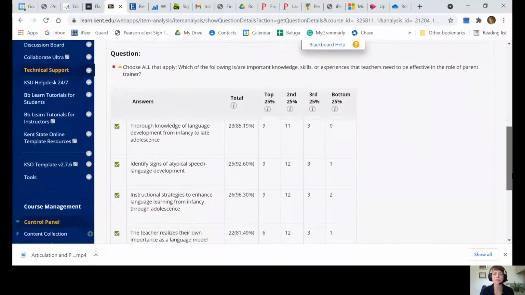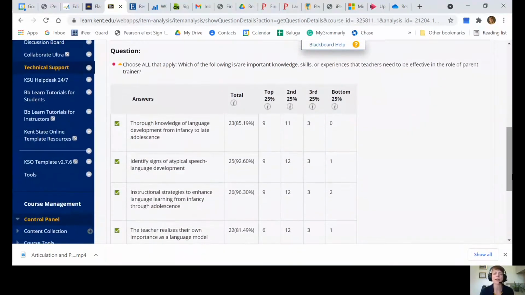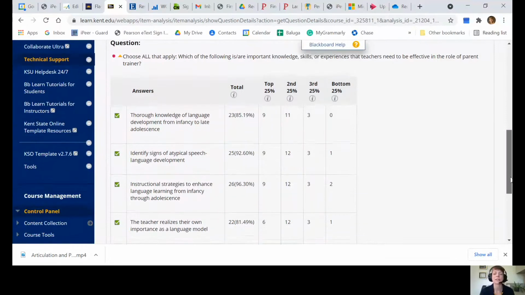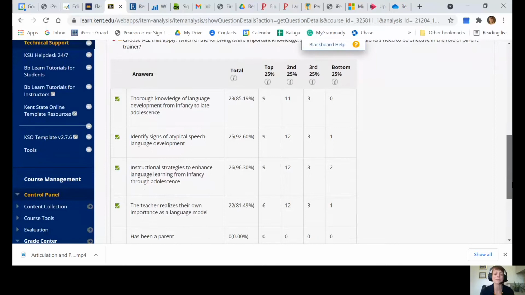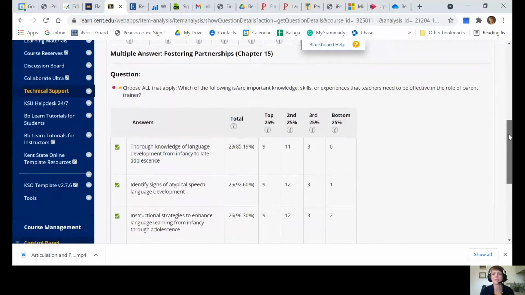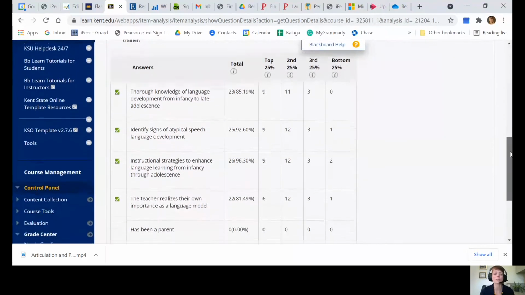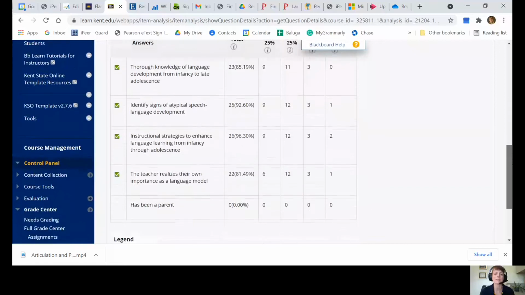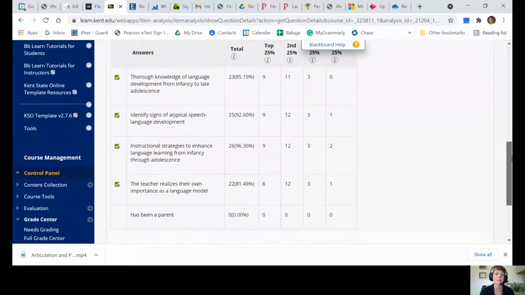Here's another choose all. Choose all that apply. Which of the following are important language skills or experiences that children need to be effective in the role of parent trainer? So again, choose all. Remember, you may have one response, you may have all of them. This one, not all. And so you all were really good to leave this one out. You do not have to be a parent to be an effective support to train other parents, to train parents how to be effective in enhancing language development.